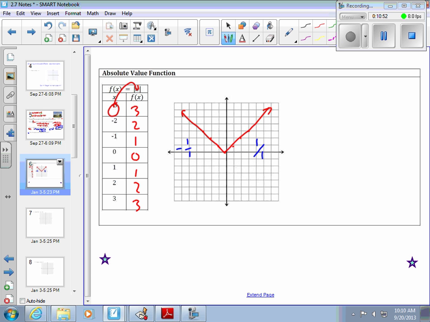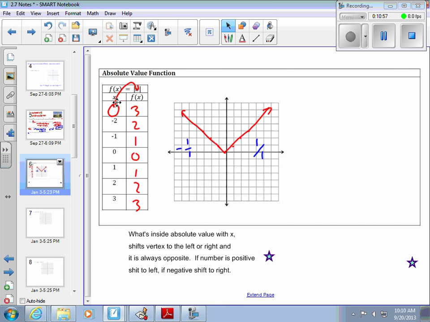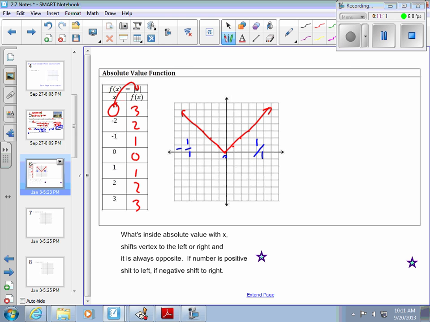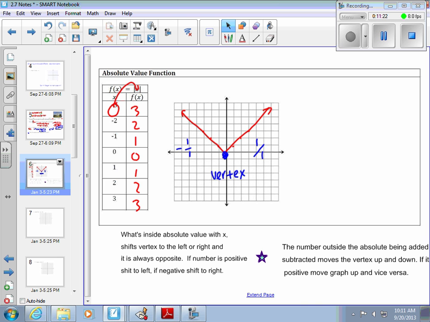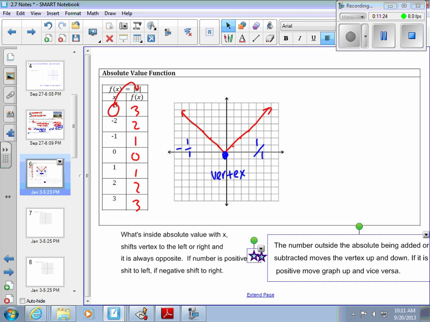All right, now a couple things to remember when you're graphing absolute value that we also talked about. If they start throwing other numbers around with the absolute value problem, whatever's inside the absolute value of x shifts the vertex to the left or right, and it's always the opposite. Vertex being this point right here, that's the vertex. So any number inside, you do the opposite, left or right. If there's numbers outside the absolute value that's added or subtracted, that moves the vertex up or down. If it's positive, it's up. If it's negative, it's down.